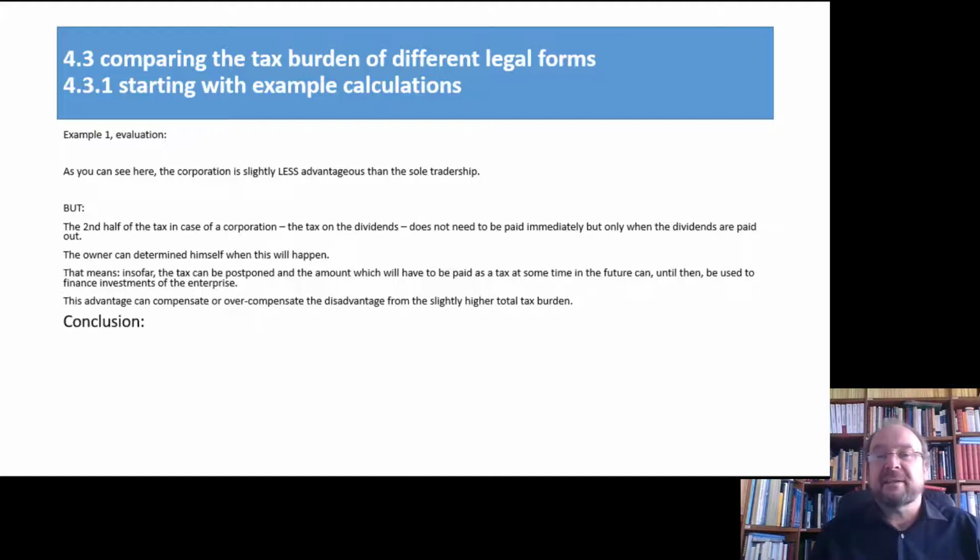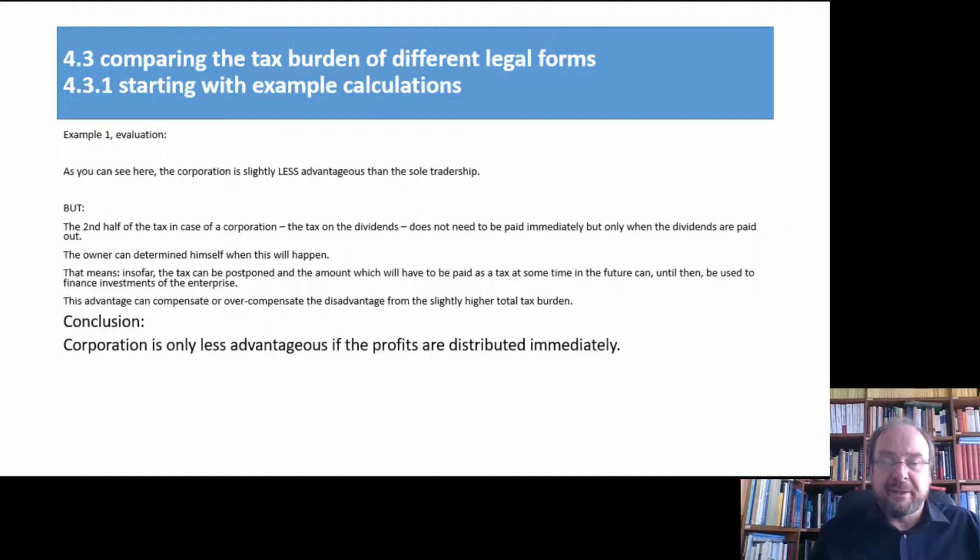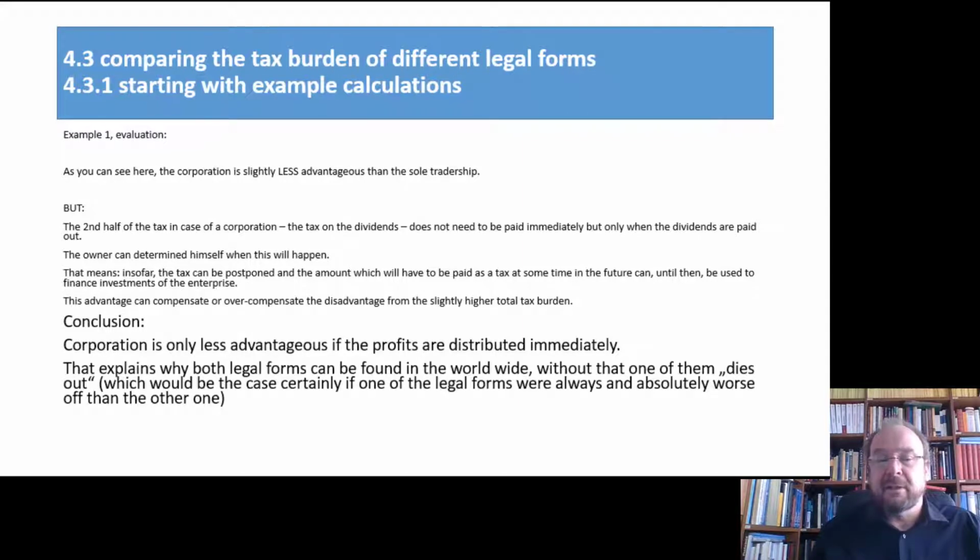On the other hand, if you directly take out the profits from the enterprise, then it seems to be absolutely clear that the tax burden will be immediately higher for a corporation than in case of a sole tradership. So the corporation is only less advantageous if the profits are distributed immediately.